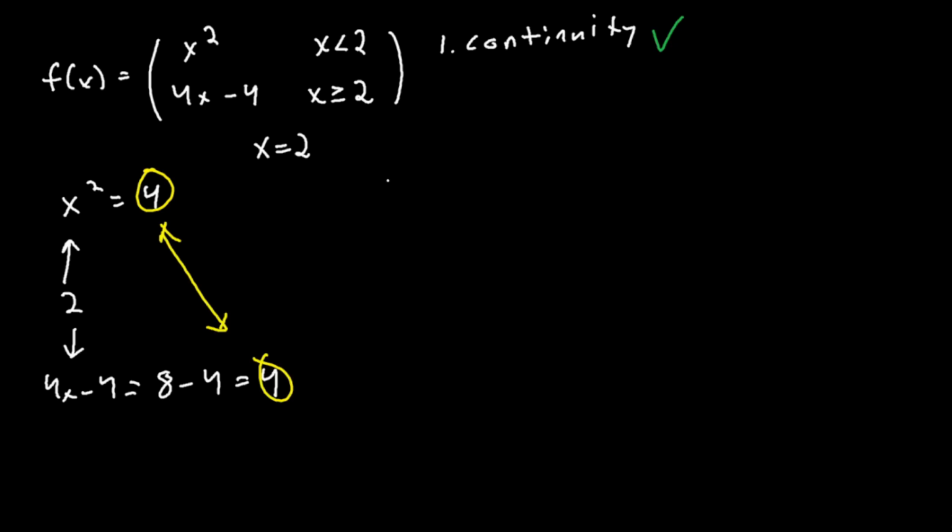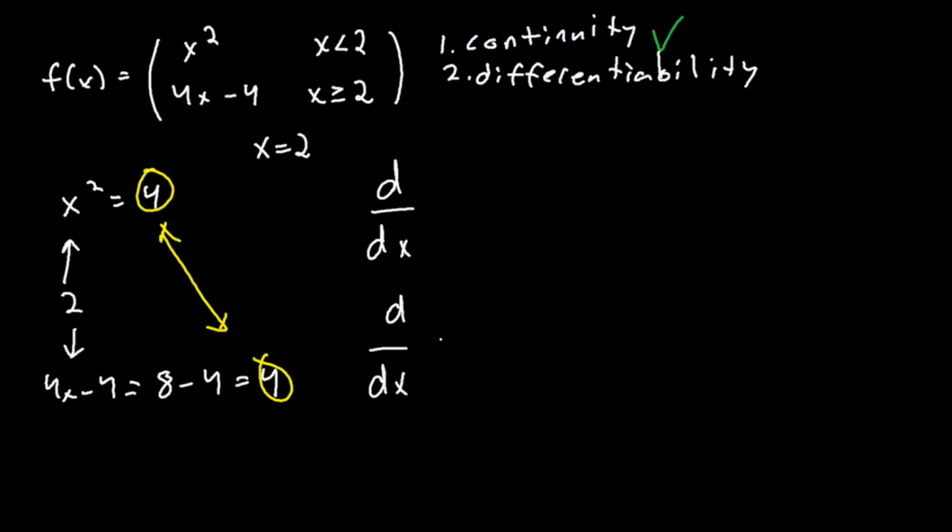All right, now we test their derivatives. Differentiability. I spelled it wrong in the last problem. d/dx for both of the functions: x squared, 4x minus 4. Power rule gives us 2x here, and power rule gives us 4 here.